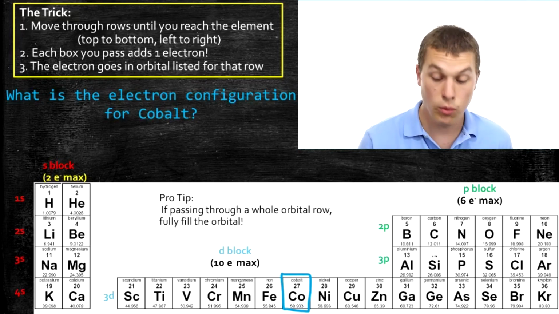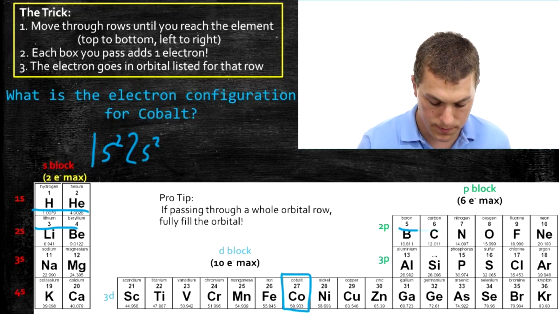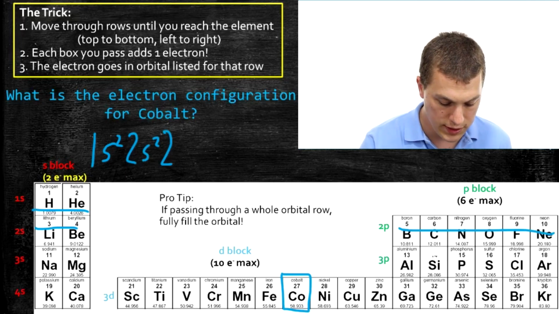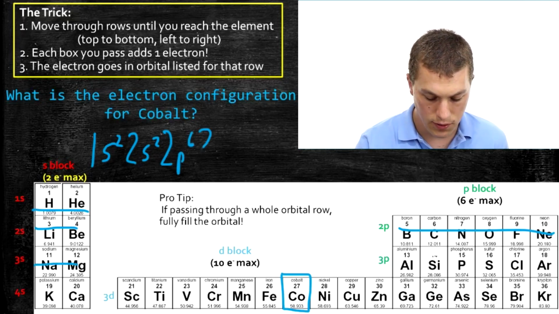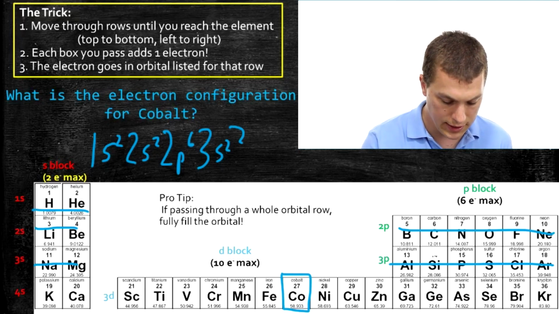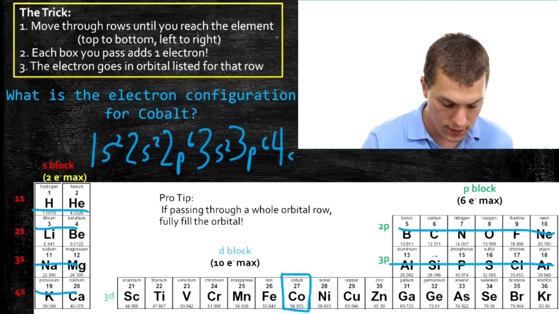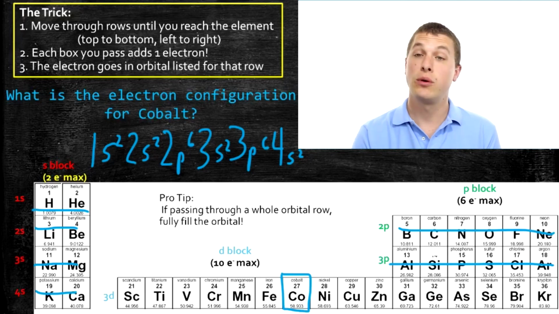So we start once again with the 1s, and that means our 1s is full, so we have 1s2. We go through the 2s, that means our 2s is full, 2s2. Then we go through the 2p, all the way through it, so that gives us 2p6. And then we go through the 3s. That's full, 3s2. Then we go all the way across to the 3p. We go all the way through that row. Our element's not there yet, and so that gives us 3p6. Then we go through the 4s, and it's full.